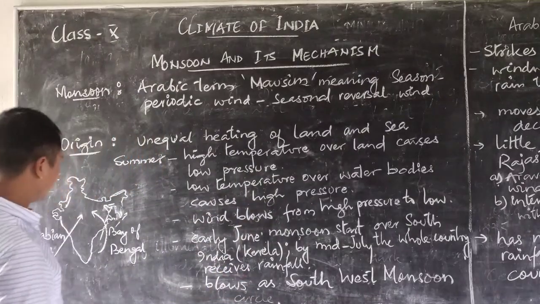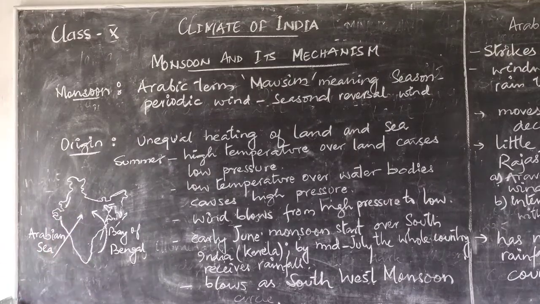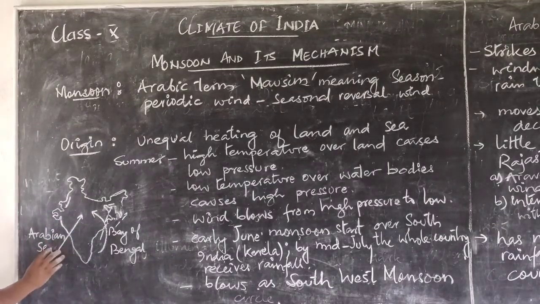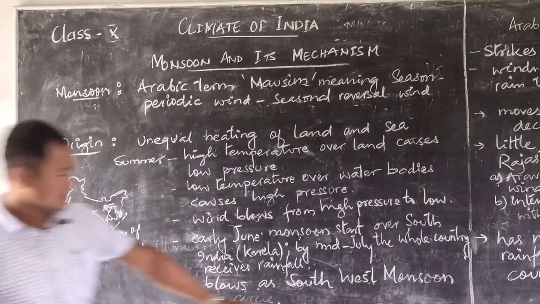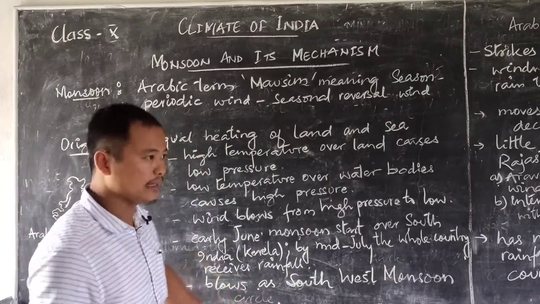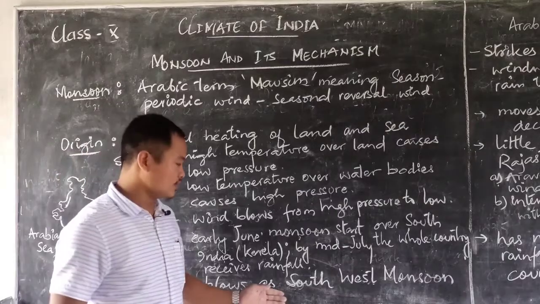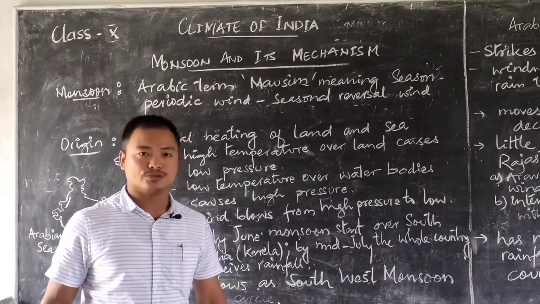Now, the direction of the wind that we see, as it blows from water bodies towards the land, is from southwest towards the northeast, hence it is known as southwest monsoon. The monsoonal wind that India receives, in fact the monsoonal rain India receives, is known as southwest monsoon.